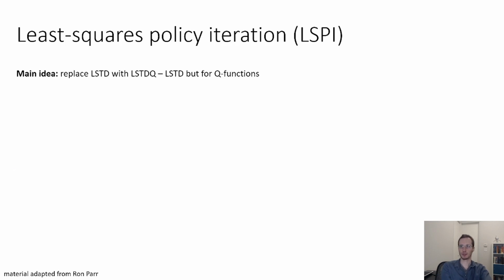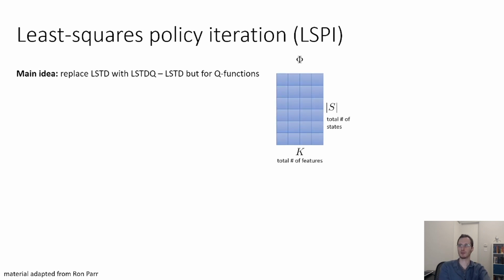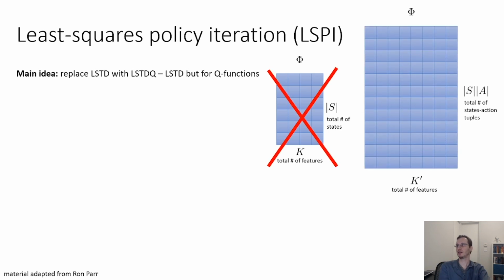Fortunately, for offline reinforcement learning, we can get a viable algorithm with a small change. Replace LSTD with LSTDQ, which is LSTD for Q functions. And that will get us an algorithm called LSPI, least squares policy iteration. The idea now is that instead of a feature matrix that's S by K, we're going to have a feature matrix that's S times A, states and actions, by a new set of features, K prime. One way that we can get K prime, for instance, is by replicating our features for every action. So you have feature 1 for action 1, feature 1 for action 2, etc., etc. But you could also have action features if you prefer that.